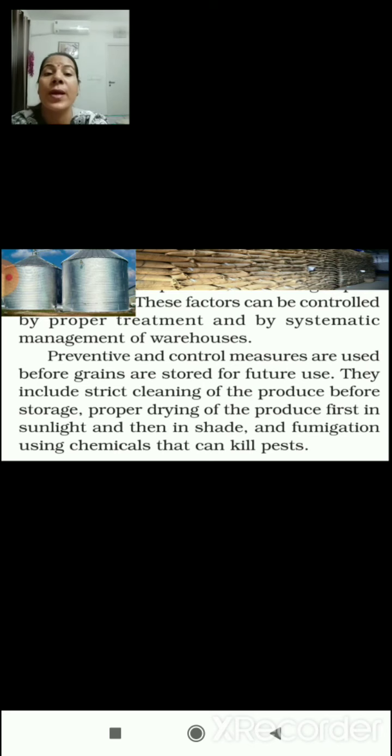Preventive and control measures are used before grains are stored for future use. These preventive measures can be complete drying of grains, no presence of moisture in the grain, etc. They include strict cleaning of the produce before storage, proper drying of the produce, first in the sunlight and then in shade. Then the fumigation process, using some chemicals, by which we are able to kill some of the pests which are already present in the grains.